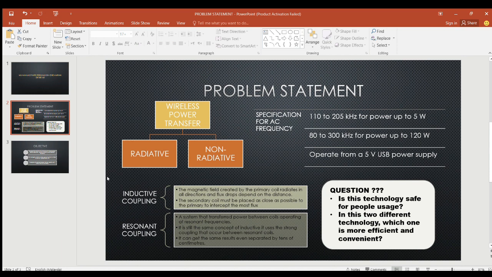The question is, is this technology safe for people to use? And secondly, of these two different technologies, which one is more efficient and convenient?